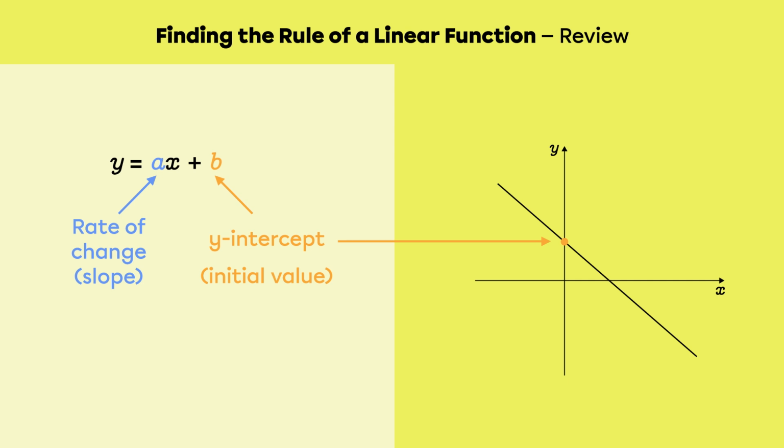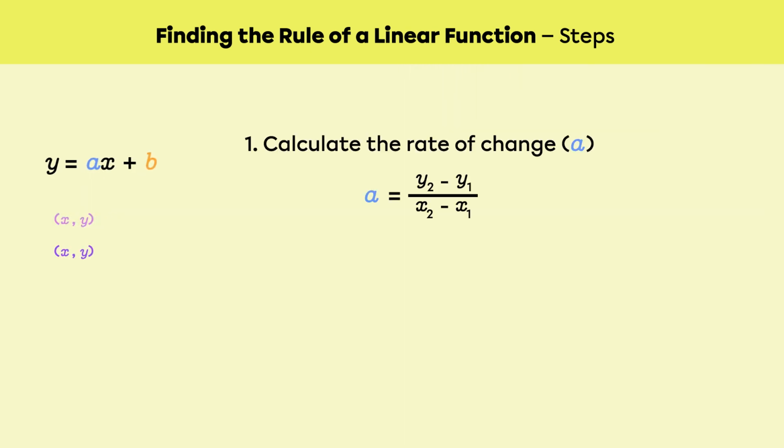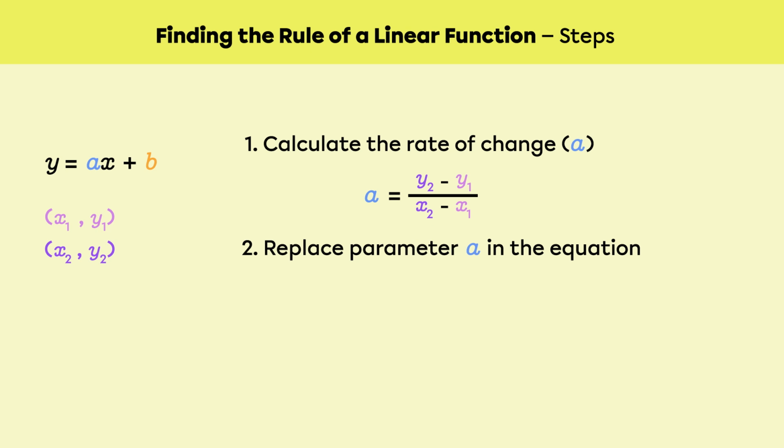In this case, we need to use the coordinates xy of 2 points that are directly on the line to figure it out. Start by calculating the rate of change using the formula y2 minus y1 divided by x2 minus x1. x1 and y1 are the coordinates of the first point, and x2 and y2 are the coordinates of the second point. You don't have to choose the first and second points in any particular order because the answer will be the same either way. Then replace the letter a in the equation with the answer from step 1.